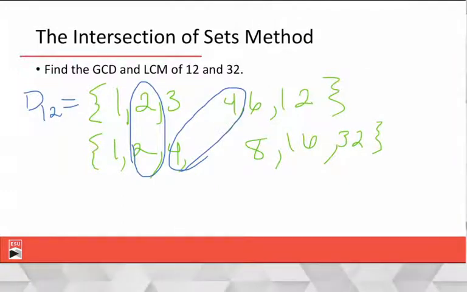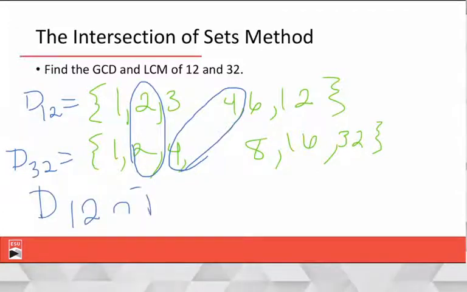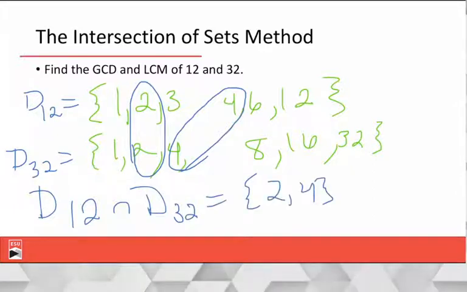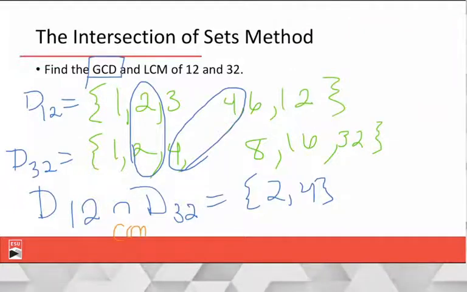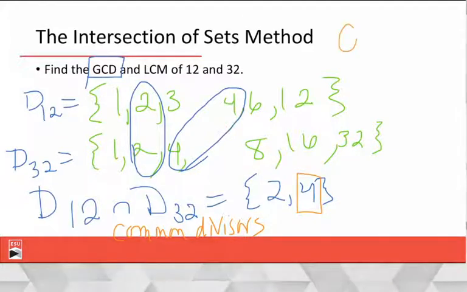And we'll call this other one the divisors of 32. Well, if we take their intersection, divisors of 12 intersect with divisors of 32, we get 2 and 4. And because we're interested in the greatest common divisor, these are our common divisors, and that one's the greatest. And so 4 is the GCD. So the GCD of 12 and 32 is equal to 4.